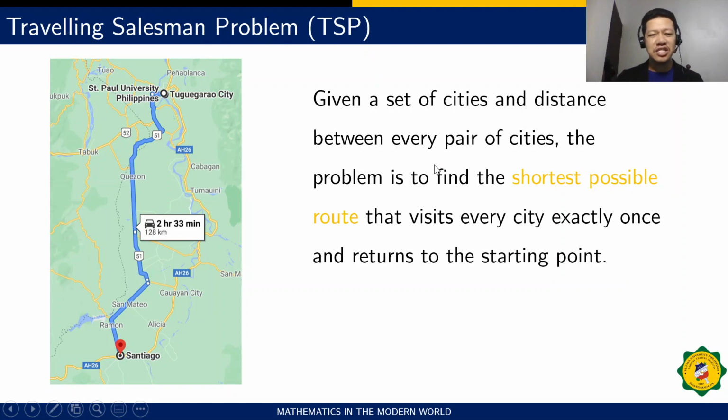The application of this Hamiltonian circuit is actually the traveling salesman problem. So what is this all about? Given a set of cities and distance between every pair of cities, the problem is to find the shortest possible route that visits every city exactly once. And you may also return to the starting point.